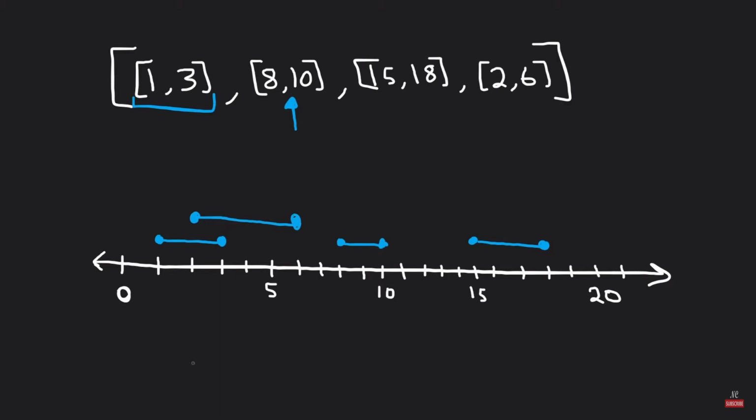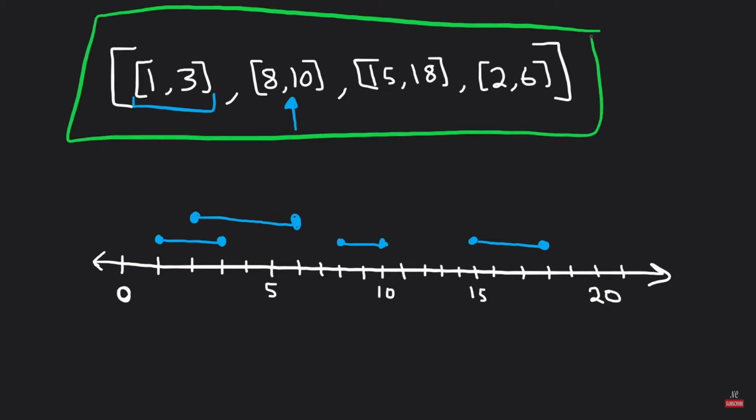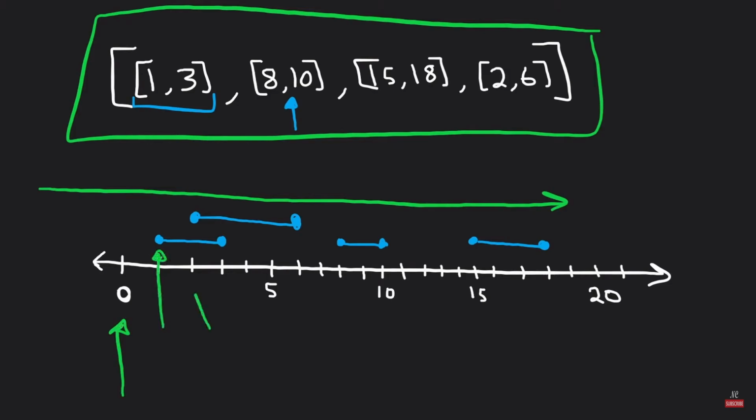Now, when you actually draw out the number line, it becomes obvious that it would be very helpful for us to take these intervals and sort them based on the start value. We don't care so much about the end value, because we want to go through our number line starting at the beginning, starting at the start value, going to the next start value, and then continuing that, because this allows us to detect overlaps.